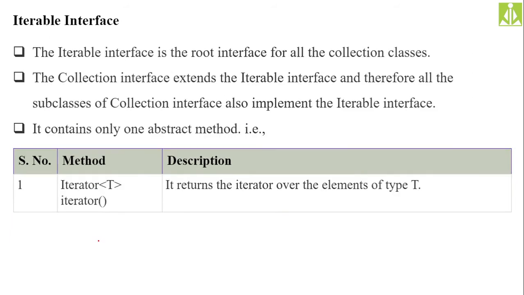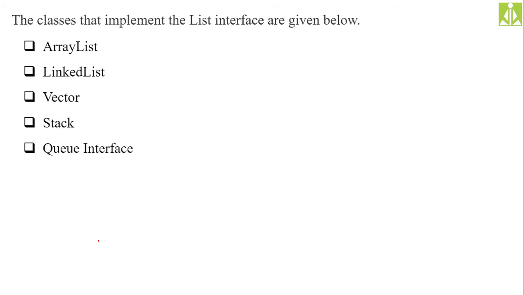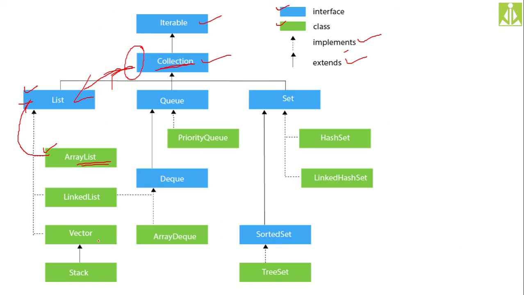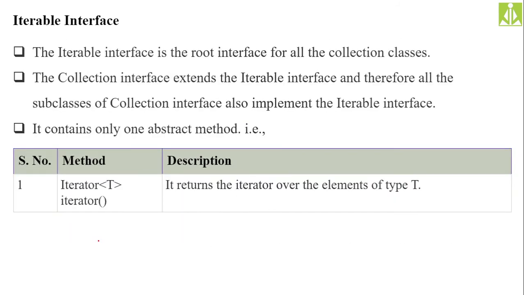Okay, so the Iterable interface is the topmost interface in the collections framework hierarchy. The framework which I have shown in my previous slide has the Iterable interface at the top. All the interfaces and classes are extending or implementing it, as you can see in this diagram. The Iterable interface exists in all the classes and interfaces of the collections framework. So the Iterable interface is the root interface for all the collection classes.